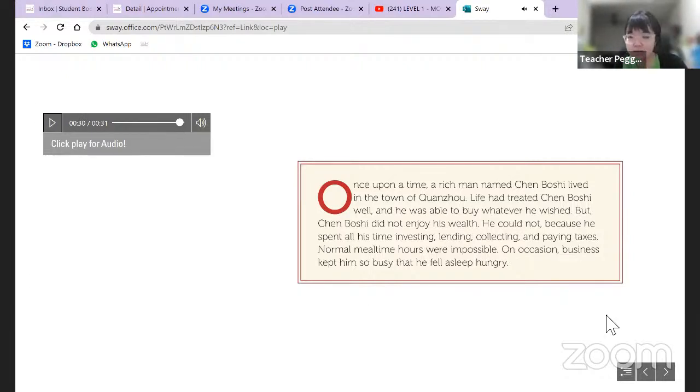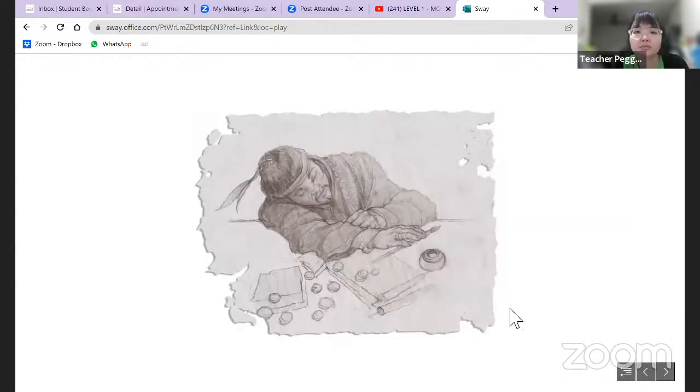This is the first part. So I will play the whole story first. Look at it, read and listen. Later I'll explain. So this is Chen Boshi, sleeping.